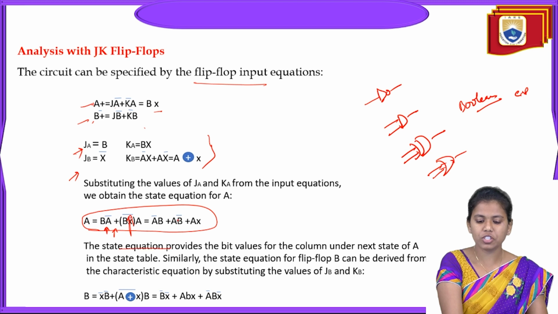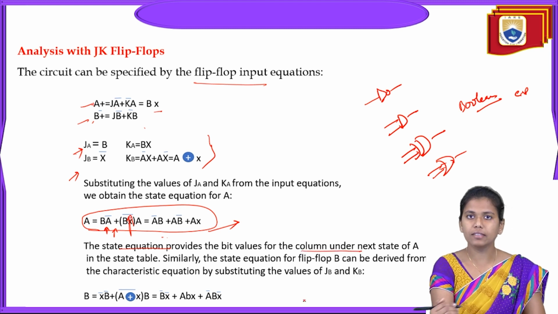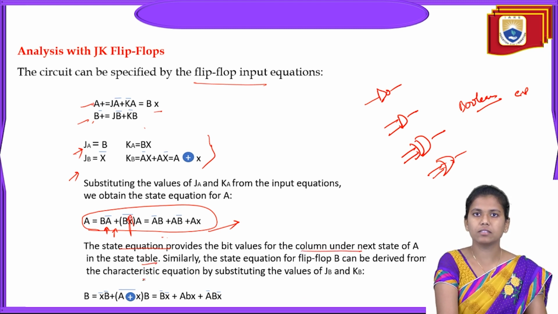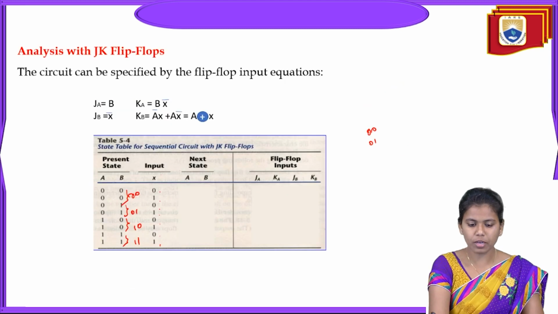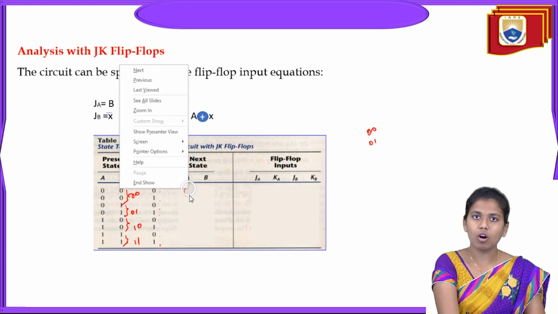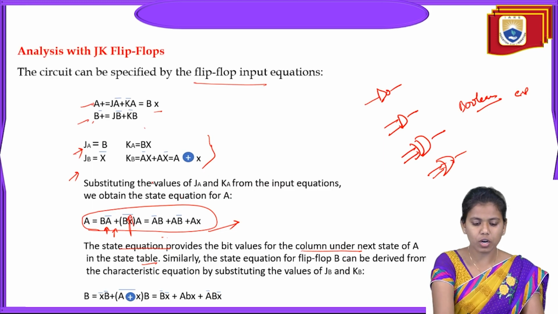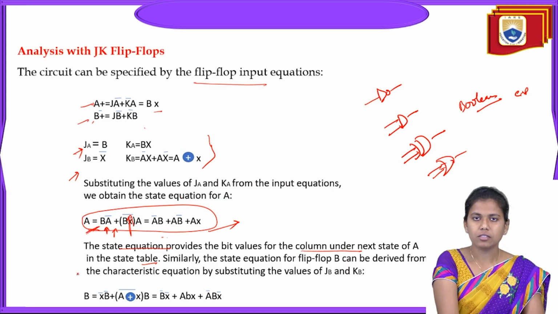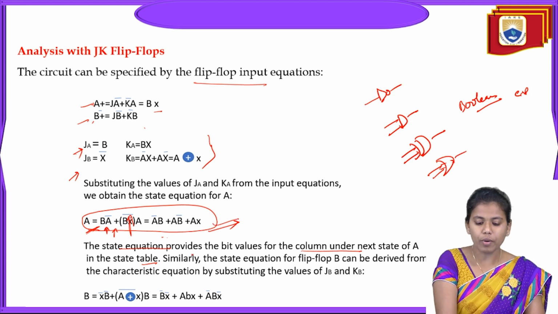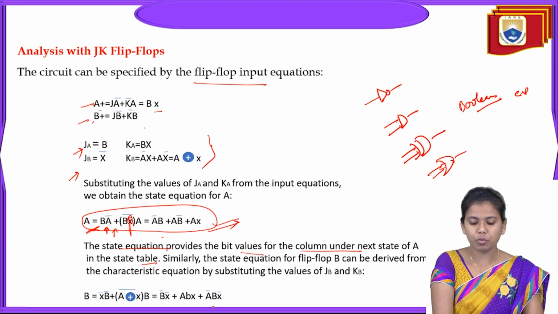So this is a state equation. The state equation provides the bit value for the column under the next state of A in the state table. So here in the state table, if you observe, all this expression is what we got with respect to the A state. The expression provides the bit values, and the expression for B as well.